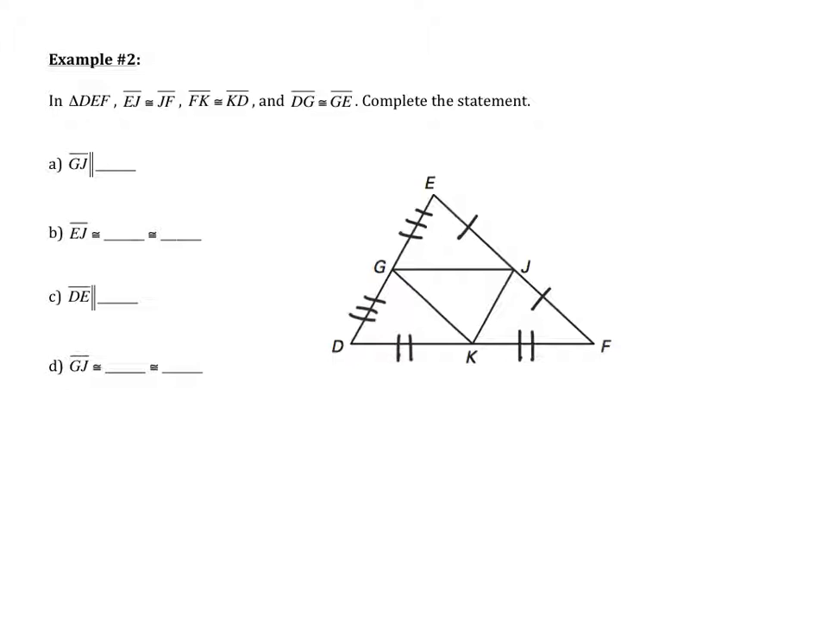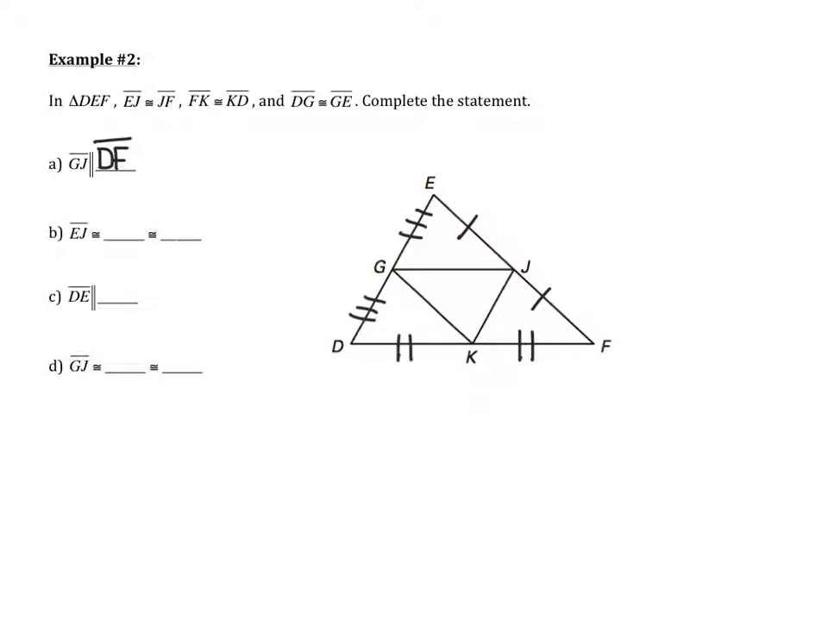So part A wants us to complete the statement. Segment GJ is parallel to blank. So GJ is a midsegment. From the midsegment theorem, we know that a midsegment is parallel to the side it is not touching. So therefore, GJ would be parallel to segment DF.